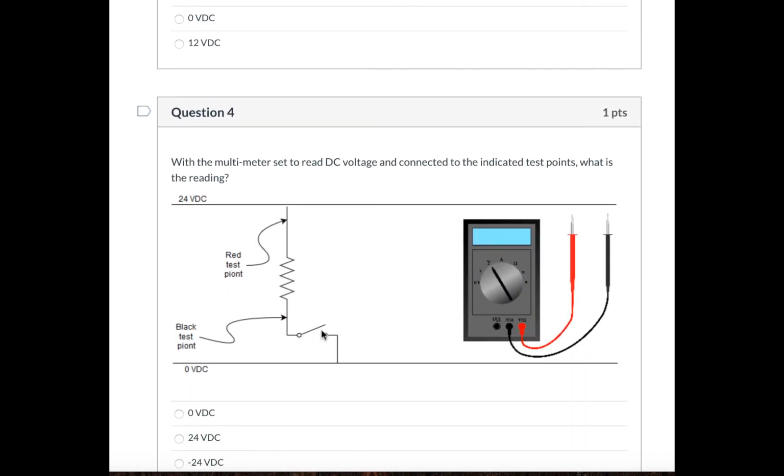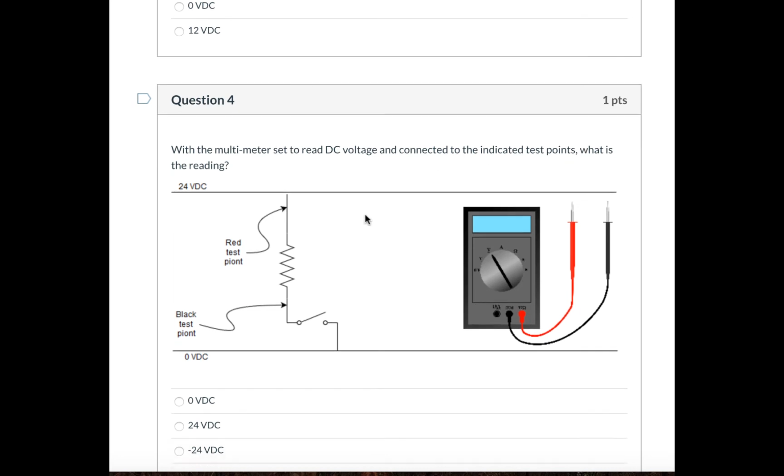All right, now we have a resistor and a switch. And we can see that this switch is open. With the multimeter set to read DC voltage and connected to the indicated test points, what is the reading?